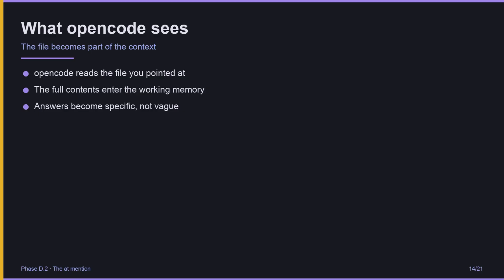When you ask a question, OpenCode is no longer guessing. It has the real file in front of it. That is why its answers become specific and grounded, instead of vague and generic. The file you pointed at is the difference between a guess and a real answer.